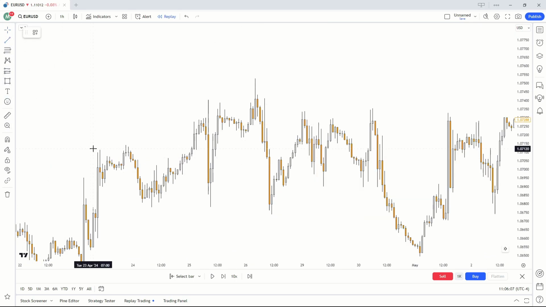Another example, we have these highs right here. Market comes above these highs. As you guys can see, market comes above the highs and we instantly shoot down. Another example, we have a consolidating market right here.